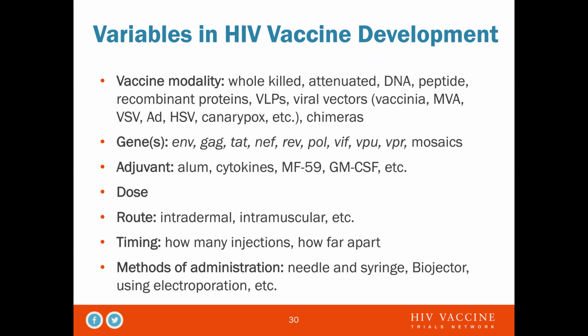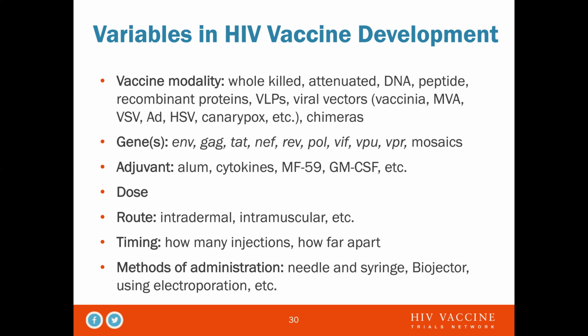Vaccine modality basically means which method of vaccine design will you use. Whole killed, attenuated, DNA, viral vectors are some examples. Genes represent the bits of HIV that you will include in the vaccine. Adjuvants, which one will you use? Will you use one at all? I'll talk a little bit more about that in a moment. Dose, how much vaccine should go in each injection? How many injections does a person need to get?